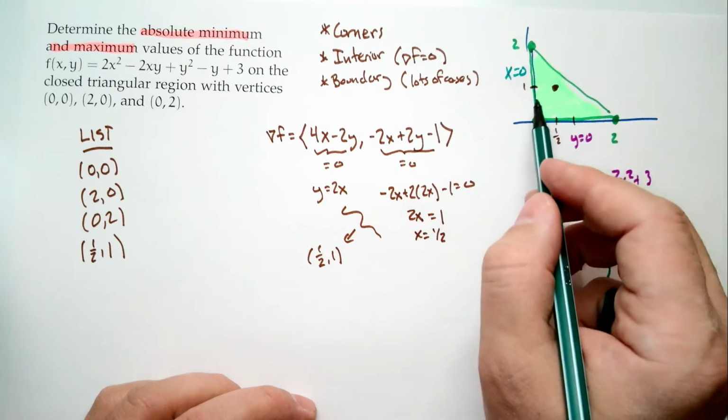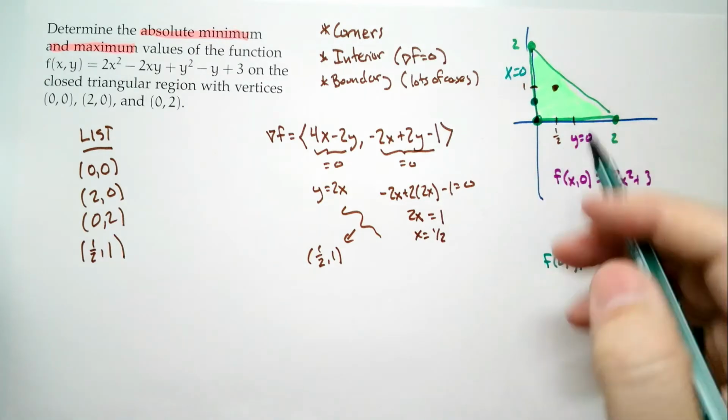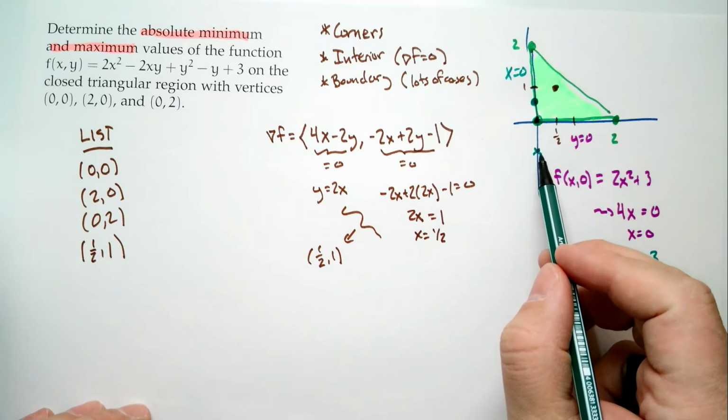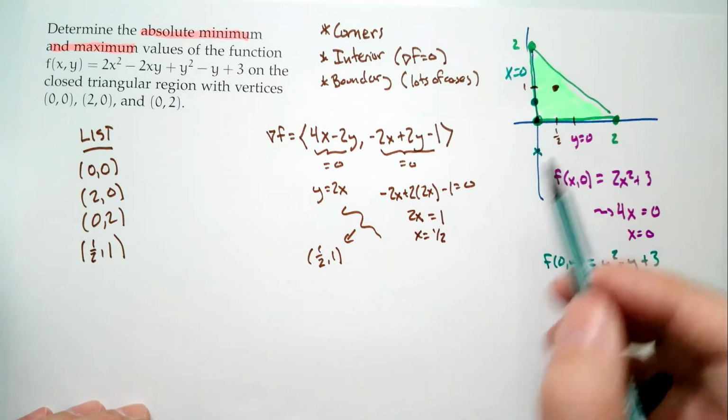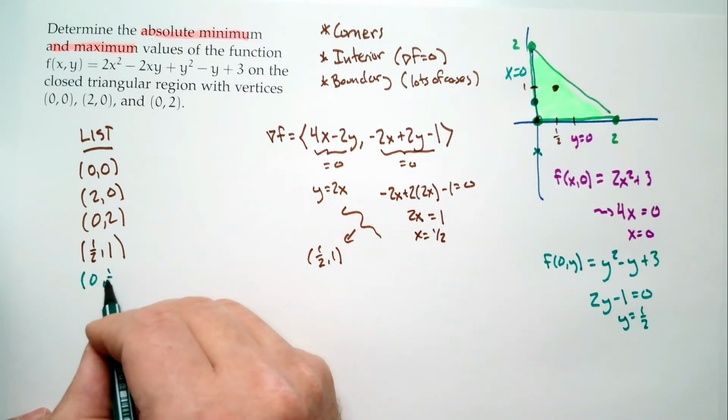So that would correspond to the point 0 comma half. That's on the part of the boundary that's our interior. See, if we'd gotten a solution over here, would we care about that kind of point? No, of course we wouldn't care about that kind of point. That point is irrelevant to our problem. So 0 comma a half.